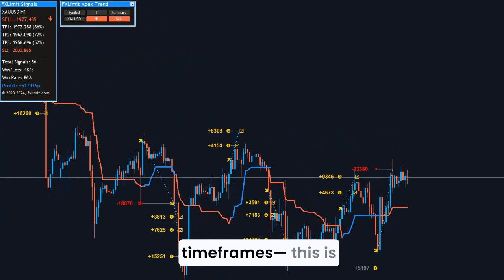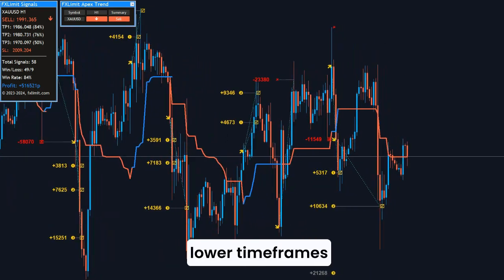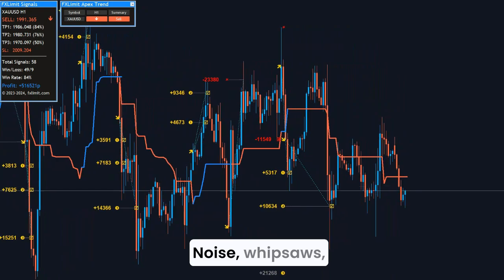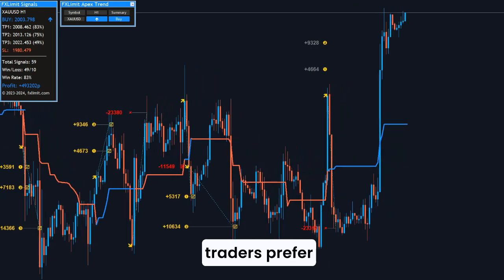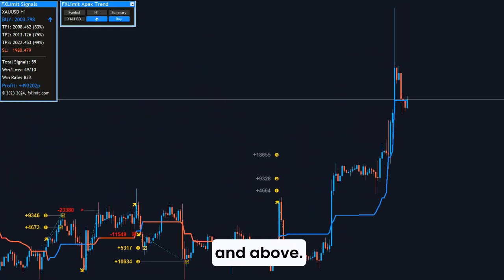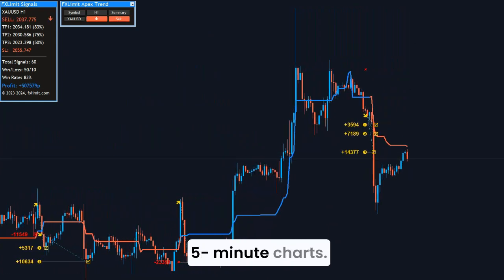And speaking of time frames, this is another big factor. With high-volatility pairs, lower time frames can be tricky. Noise, whipsaws, and sudden spikes are more common. That's why many traders prefer sticking to M15 and above. It gives you a clearer picture without the chaotic noise of the 1-minute or 5-minute charts.